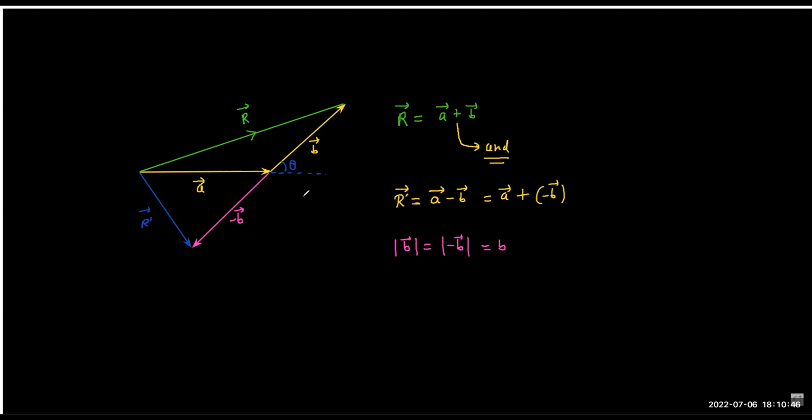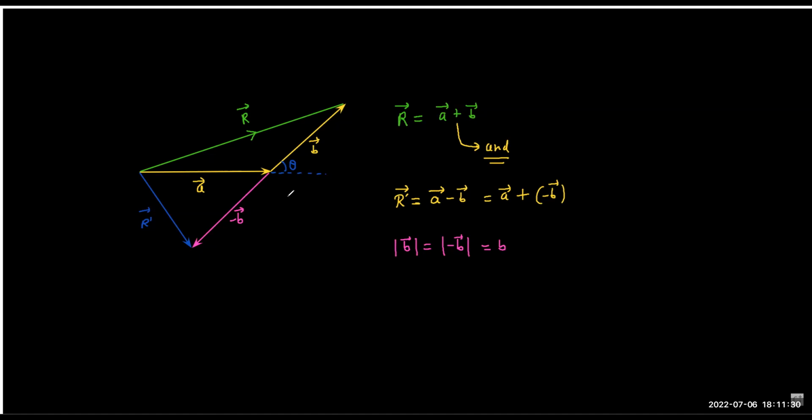So first question, what is the angle between vector A and B? Tell me, guys. So theta. What is the angle between A vector and minus B vector? Sir, 180 minus theta. You have to look carefully at the diagram, then we can tell. Sir, 180 minus theta. That's correct.